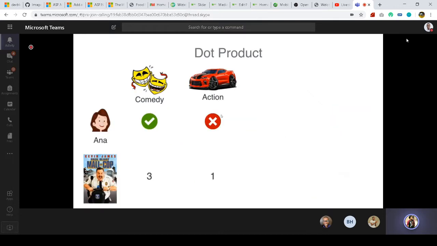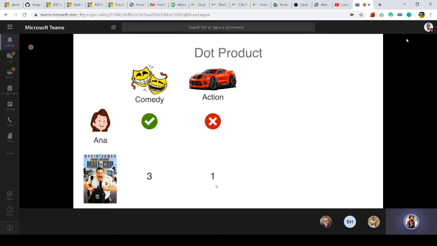One is comedy and one is action, and we are introducing the law of dot product. For the people who have learned vectors, they might be familiar with dot product, but for those who are not, we are going to go through it. So Anna likes comedy and dislikes action, and Mall Cop has a rating of 3 on comedy and 1 on action.